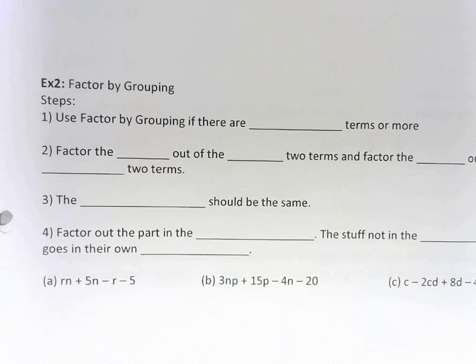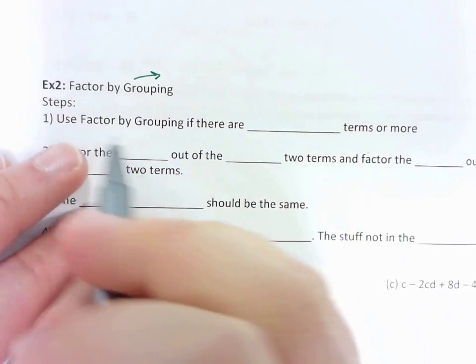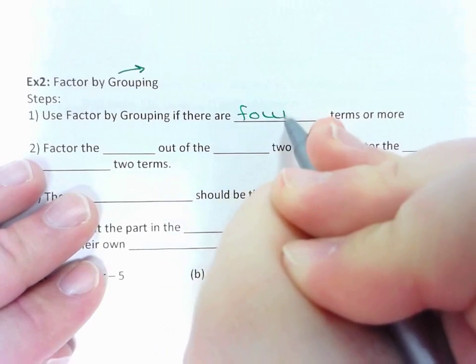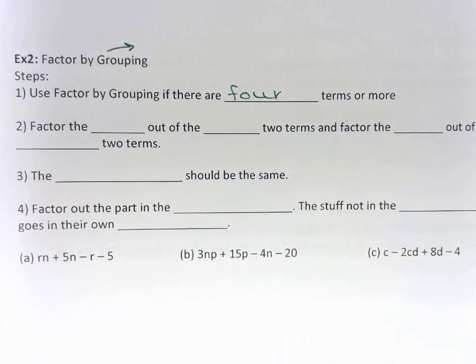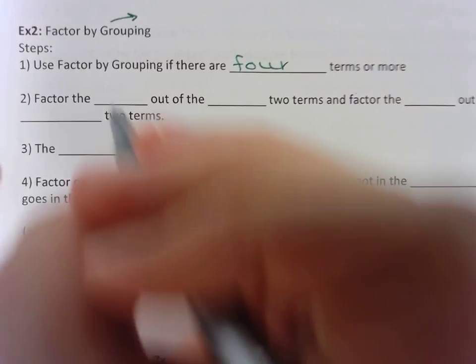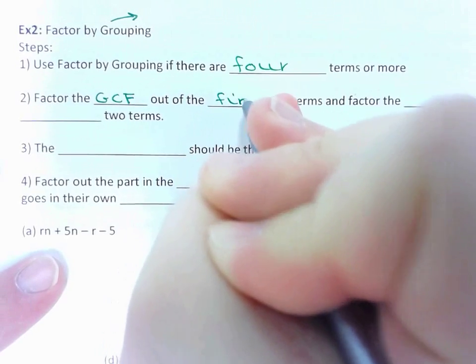Okay, factoring by grouping. This is the second way of factoring we're going to talk about. You're going to use this if, it says it in number 1, there are 4 terms or more. Now, usually, you're not going to have more than 4 terms. In this class, you won't have more than 4 terms. Algebra 2, pre-calc, you might. So if you have 4 terms, your first thought should be, can I use factoring by grouping? Okay, so here are the steps for factoring by grouping. Factor the GCF out of the first 2 terms.